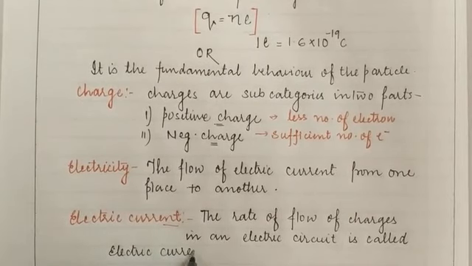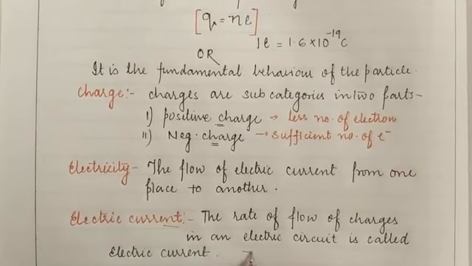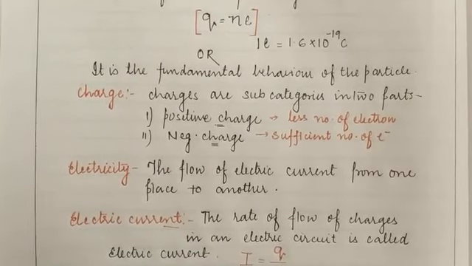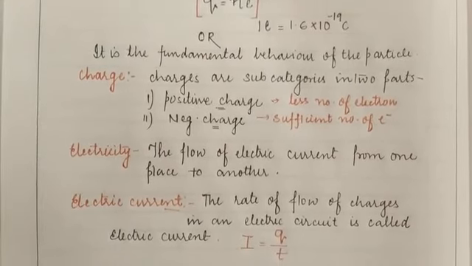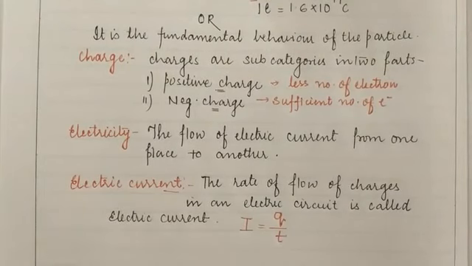So students, in order to give its expression, electric current is given by I, and it is equal to the flow of charges per unit of time. So I is equal to Q by T. Students, now we are going to learn what we mean by static electricity.